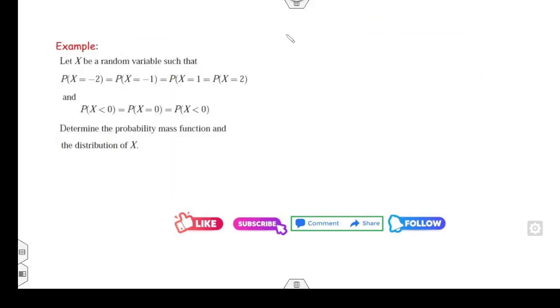Okay, look at this another number. Consider the random variable. How many random variables do you have? You have minus 2, then minus 1, then 1. Sorry, 0 will also be there. 1 and 2. Fine. And the corresponding probabilities.